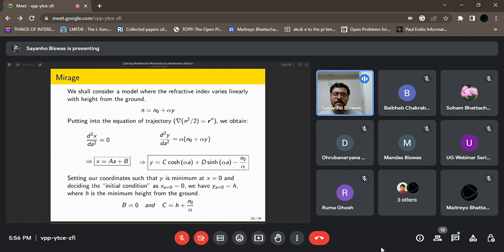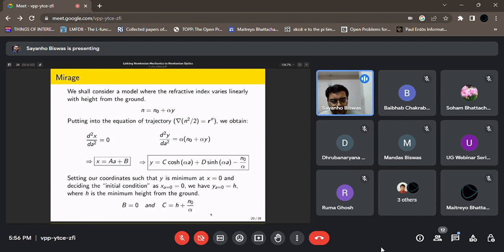But the point is that I put this in the equation of trajectory. That means I compute n squared. After doing n squared, I take its gradient, that is, the partial derivative in the x direction and the partial derivative in the y direction. And I compare the components in the left hand side of my equation and the right hand side of my equation.